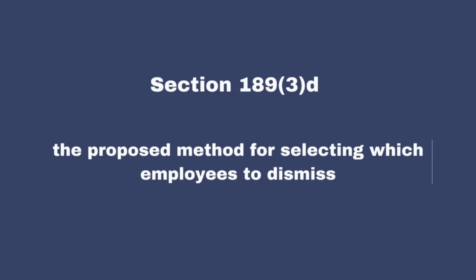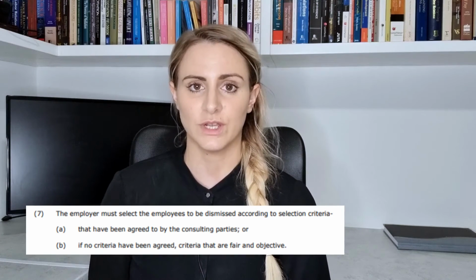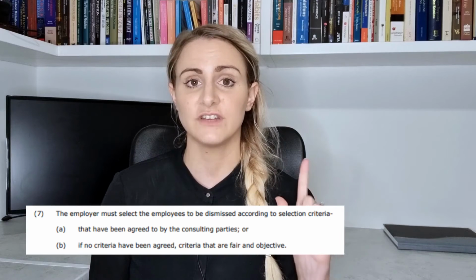Section 189.3d. The proposed method for selecting which employees to dismiss. So this is the criteria. This is the proposed criteria from the employer's side on selecting the employees to be dismissed. A reminder that this is a proposal which needs to be discussed through the consultation process, and specifically Section 189 states there needs to be firstly an agreed upon criteria, or if the parties cannot agree, the criteria needs to be objective and fair.